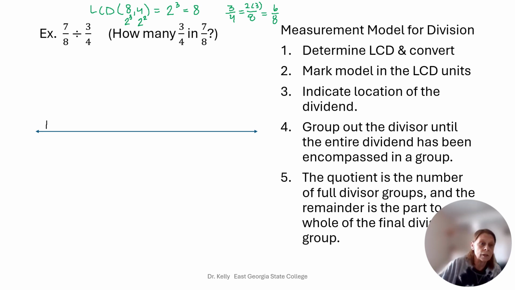Okay, so I'm going to start here with 0, and my LCD units are 8. So I'm going to go 8. So 1/8, 2/8, 3/8, 4/8, 5/8, 6/8, 7/8, 8/8. Notice making that line a little bit longer so that whole unit stands out. I'm going to do this a second time. So that's 8/8, 9/8, 10/8, 11/8, 12/8, 13, 14, 15, and 16/8 makes 2.